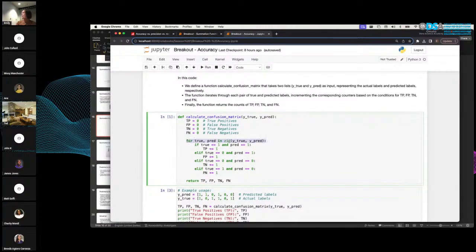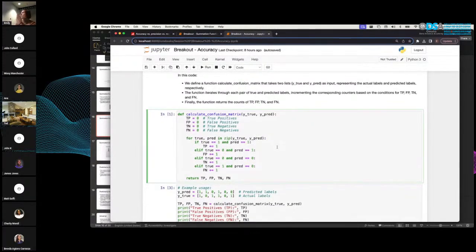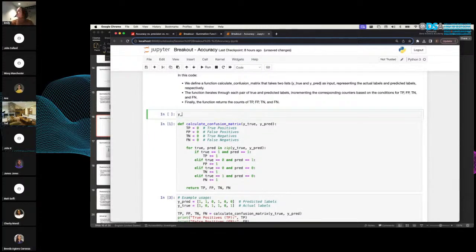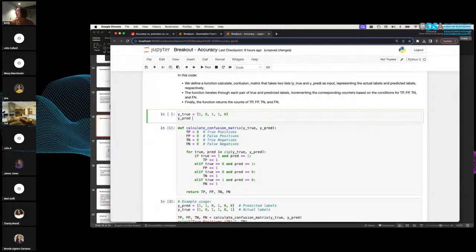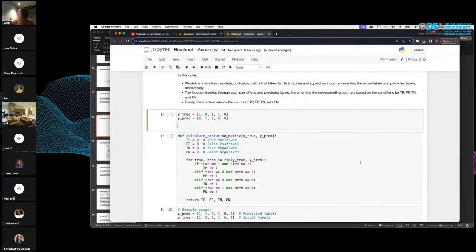And we say for true, pred in zip y true, y pred. All that means is it puts together those pairs for each instance of a true value and a prediction. I'll show you what it will look like. Hold on, I'll just type this out above. So if y true, for example, equals 1, 0, 1, 1, 0, and y pred is equal to 0, 1, 1, 0, 0, then when we call this zip function, zip basically creates a set of tuples.